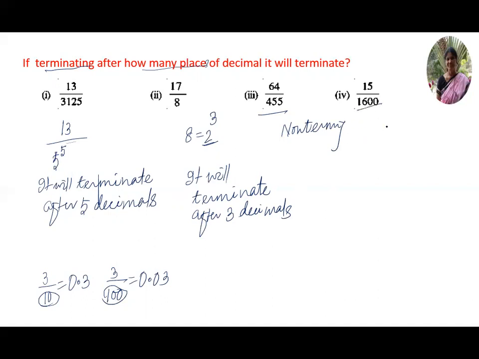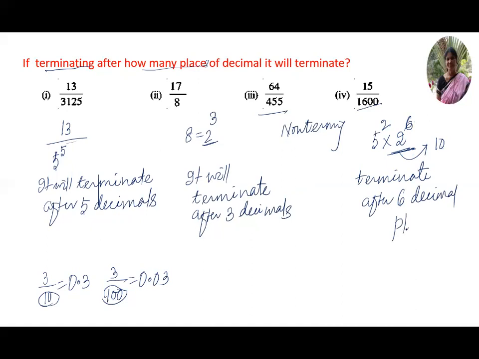Now this one, there was 2 to the 6 and 5 to the power 2, so maximum power is of 2, so maximum tens will be only 6. So when it is made into 10 to the 6, that means it will terminate after 6 decimal places. Isn't it interesting? Without division you can write so many things.